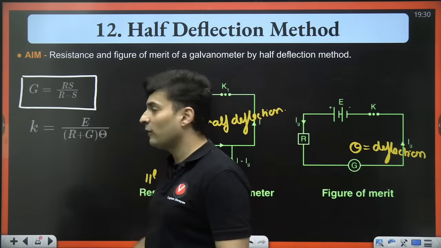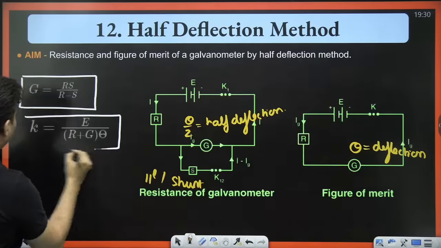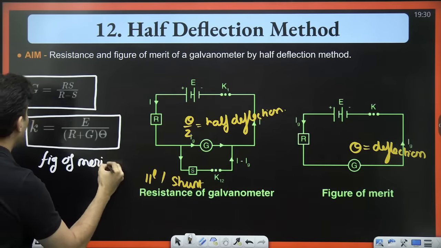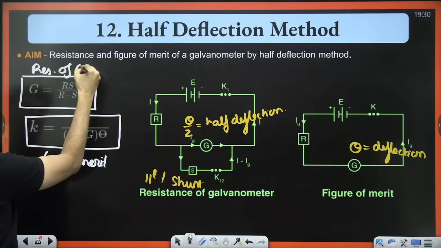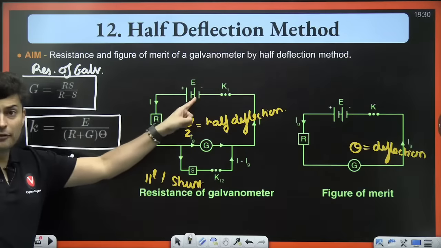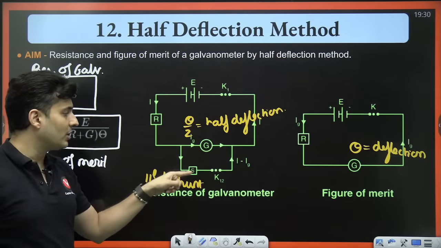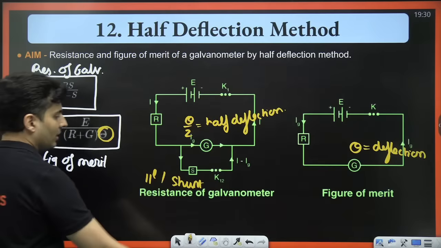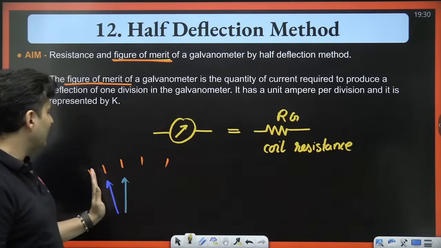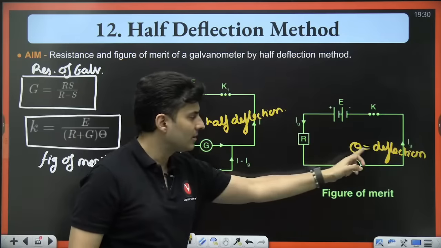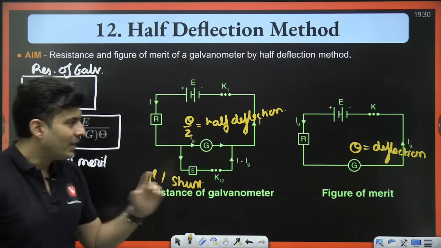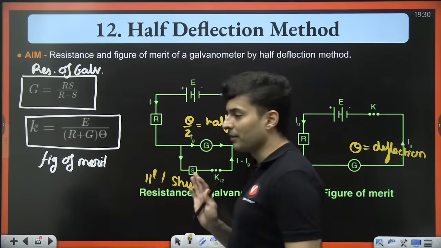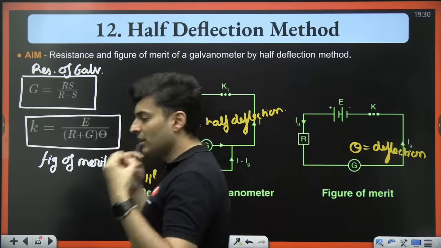Next, this is the figure of merit formula, and that was the resistance of galvanometer formula. The figure of merit is EMF, which you should know, divided by R plus G, into theta. Theta is the deflection. Do you see that theta over here? This theta is the deflection which you get over here. So when you have no resistance in shunt or parallel, whatever deflection you get initially, that theta you can put over here. It can be in radians, in degrees, or just in divisions also.